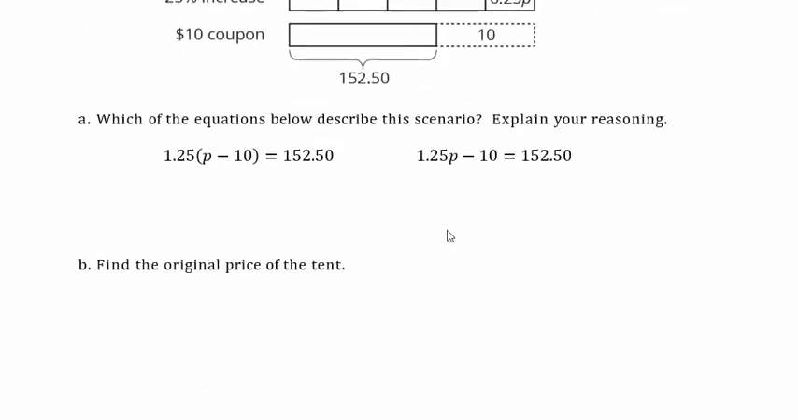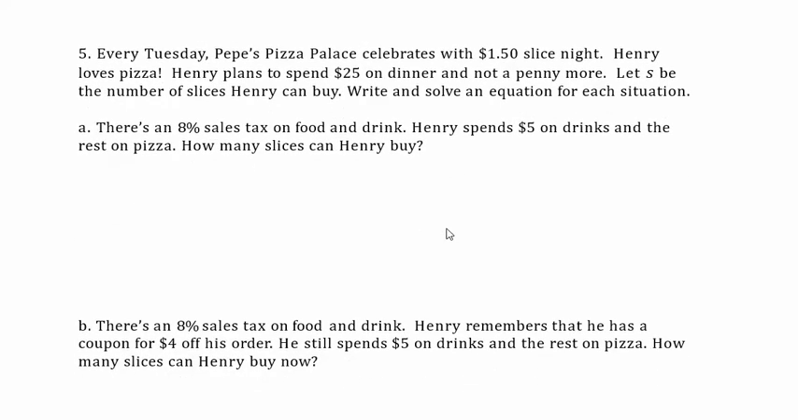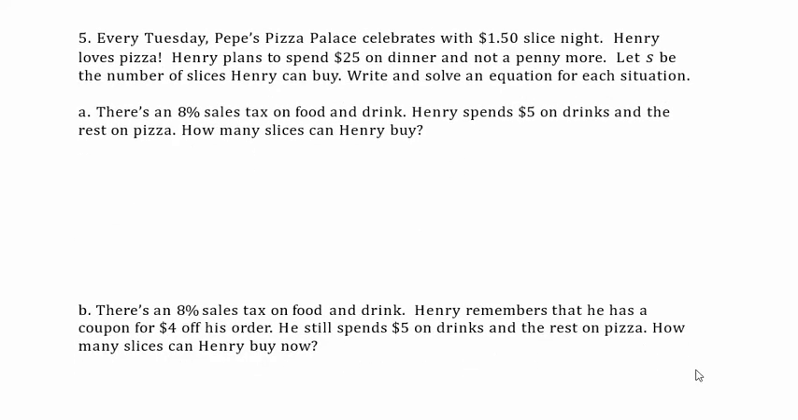All right, we're going to skip ahead to problem number 5. Every Tuesday, Pepe's Pizza Palace celebrates with a $1.50 slice night. Henry loves pizza. Henry plans to spend $25 on dinner and not a penny more. So he wants to get as many pieces of pizza as he can. Let S be the number of slices Henry can buy. Write and solve an equation for each situation.